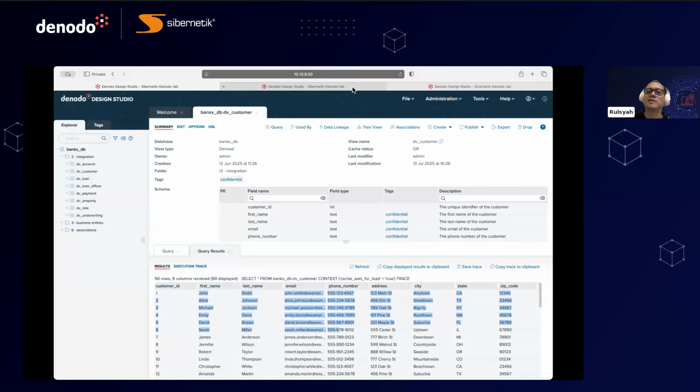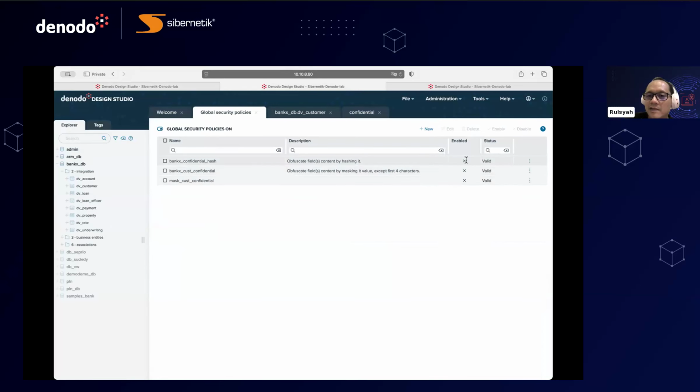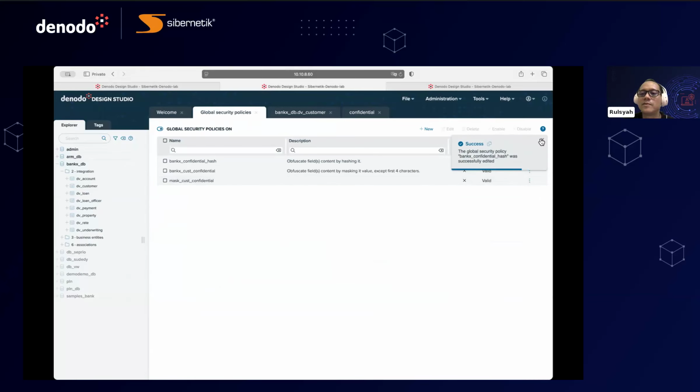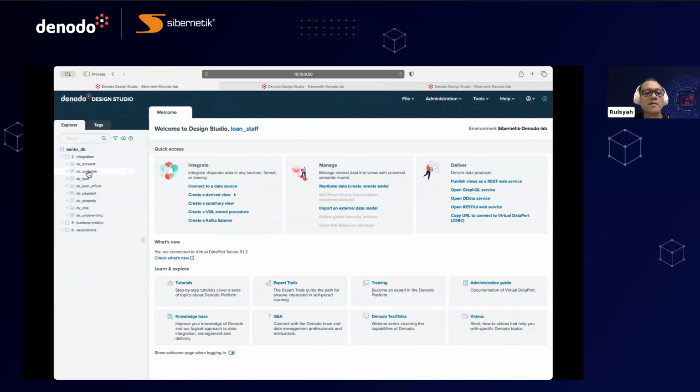And then we activate the global security policies. Okay, this is enabled here, still not enabled. We enable hashing right here. There are many options here. We enable. Okay. Then we log in again as a user.